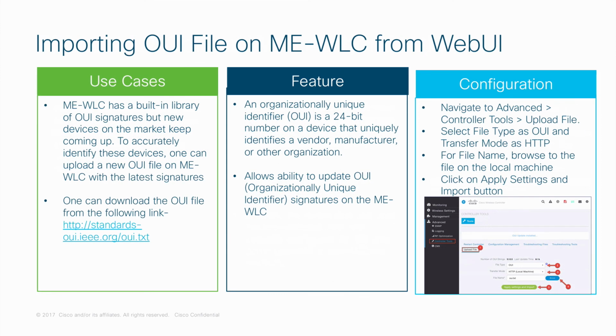The next feature is the ability to import an OUI file on the ME controller from the web UI. The use case here is quite simple. The ME-WLC has a built-in library of OUI signatures, but new devices on the market keep coming up. To accurately identify these devices, one can upload a new OUI file with the latest signatures. You can download the latest OUI file from IEEE, or use your own, and upload this file onto the controller. That will allow you to identify those devices based on the signatures on the controller.